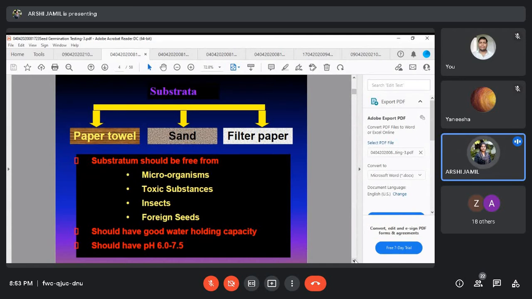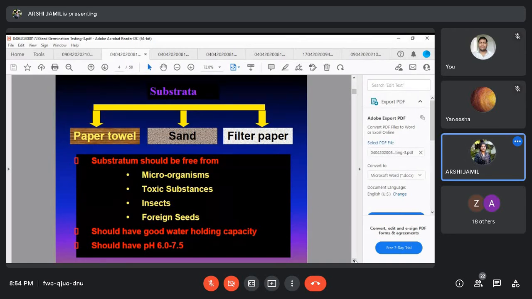How do you do the germination test? For the germination test, we have the paper towel test, the sand test and the filter paper test. Whether you go for filter paper, sand or paper towel, we call this the substrata. The substratum should be free from microorganisms, free from toxic substances, and should not contain any insects or foreign seeds. It should have good water holding capacity and the pH should range within 6 to 7.5. These are some of the essential criteria that the substratum should possess before you go for the germination test.